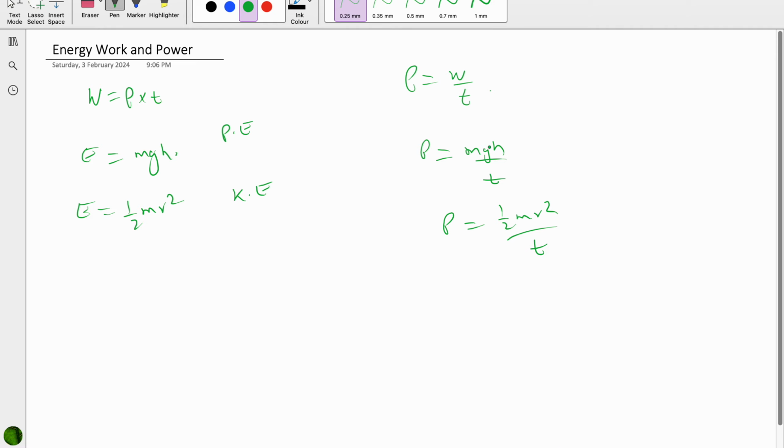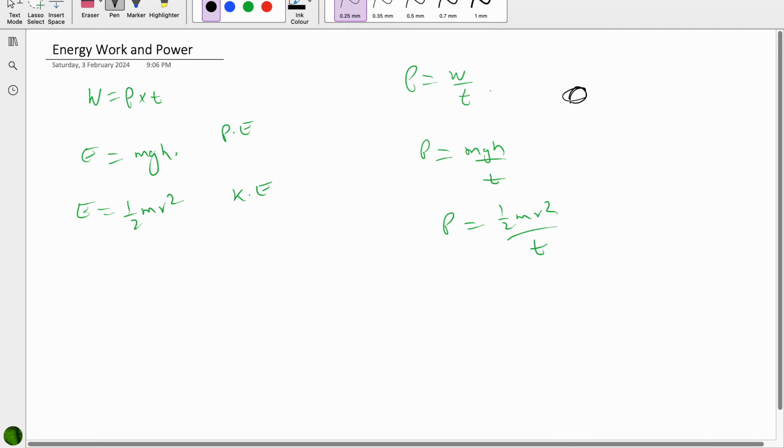And where is that useful? For example, we have a question that a motor is pulling a weight upwards, so that is gain in potential energy, and you are given the time, so you divide the work done by time, you get the power of the motor.